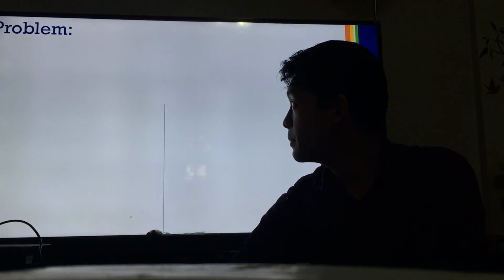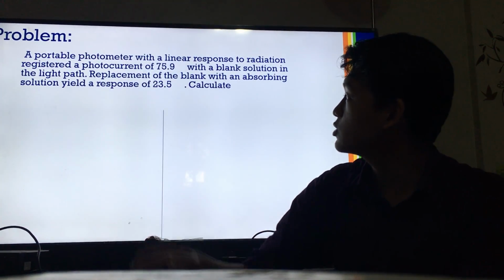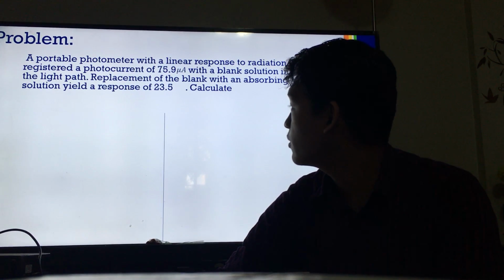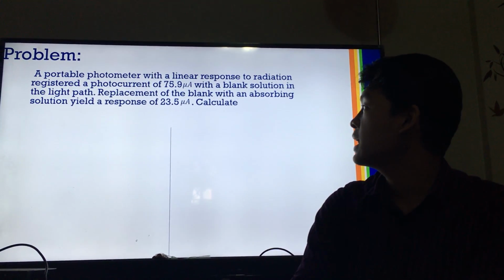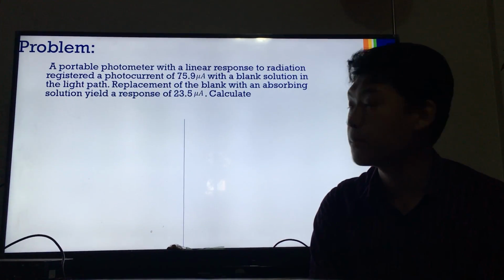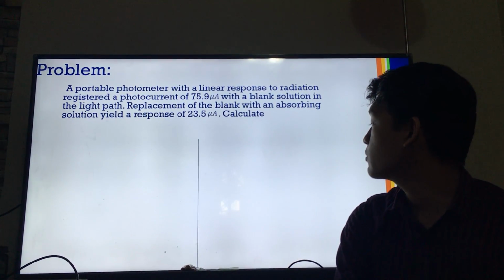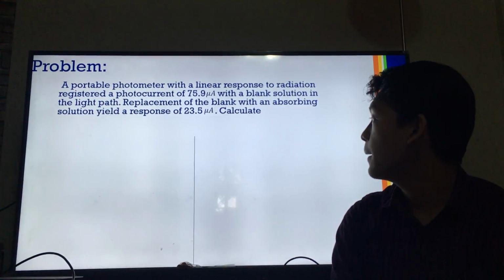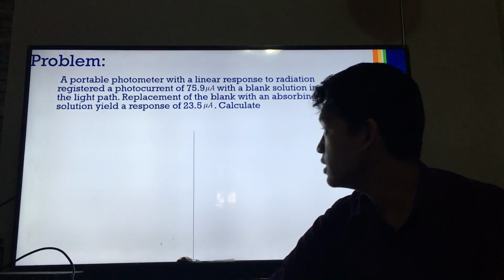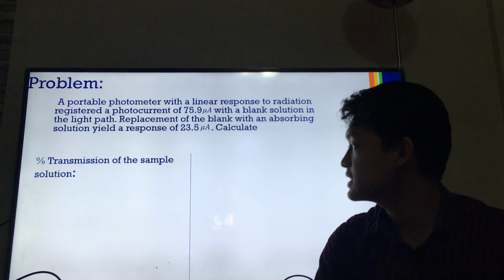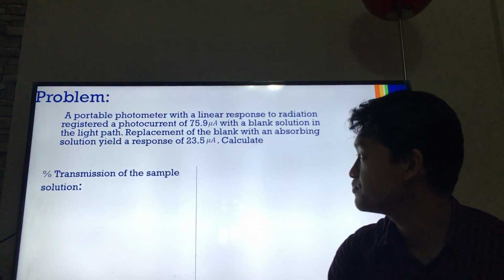So another problem is a portable photometer with a linear response to radiation registered a photocurrent of 75.9 microampere with a blank solution in the light path. Replacement of the blank with an absorbing solution yields a response of 23.5 microampere. So here, the first problem wants us to calculate the percent transmission of the sampled solution.